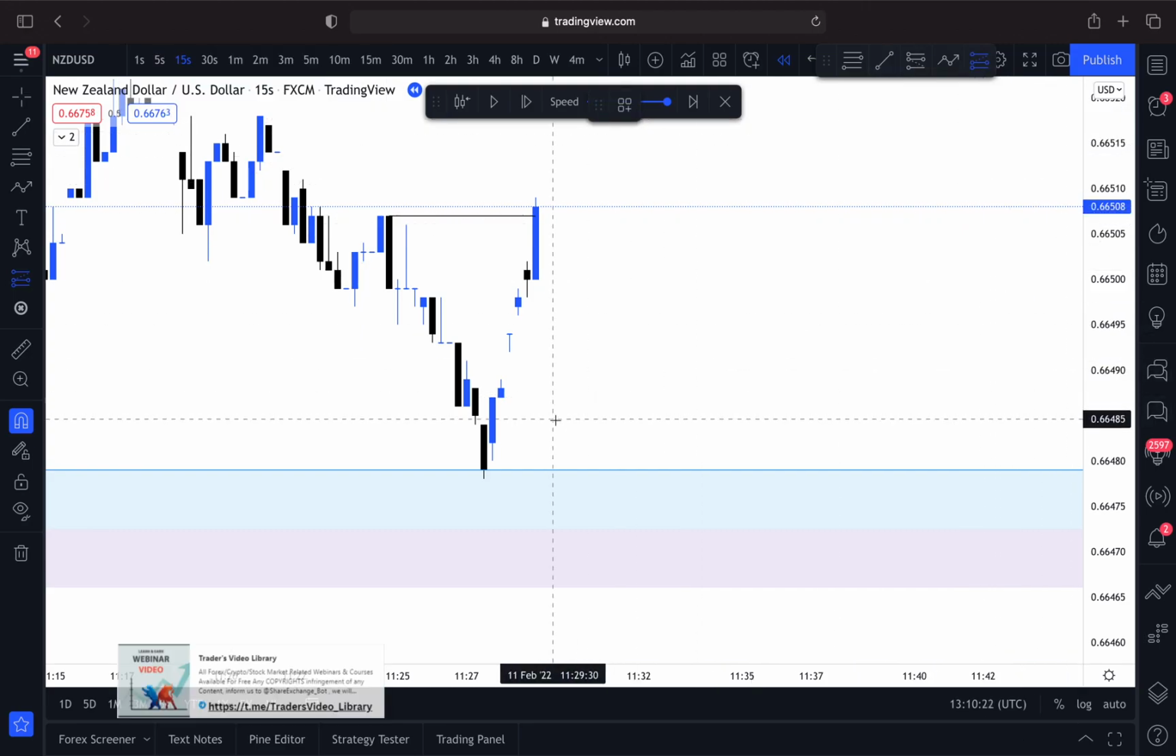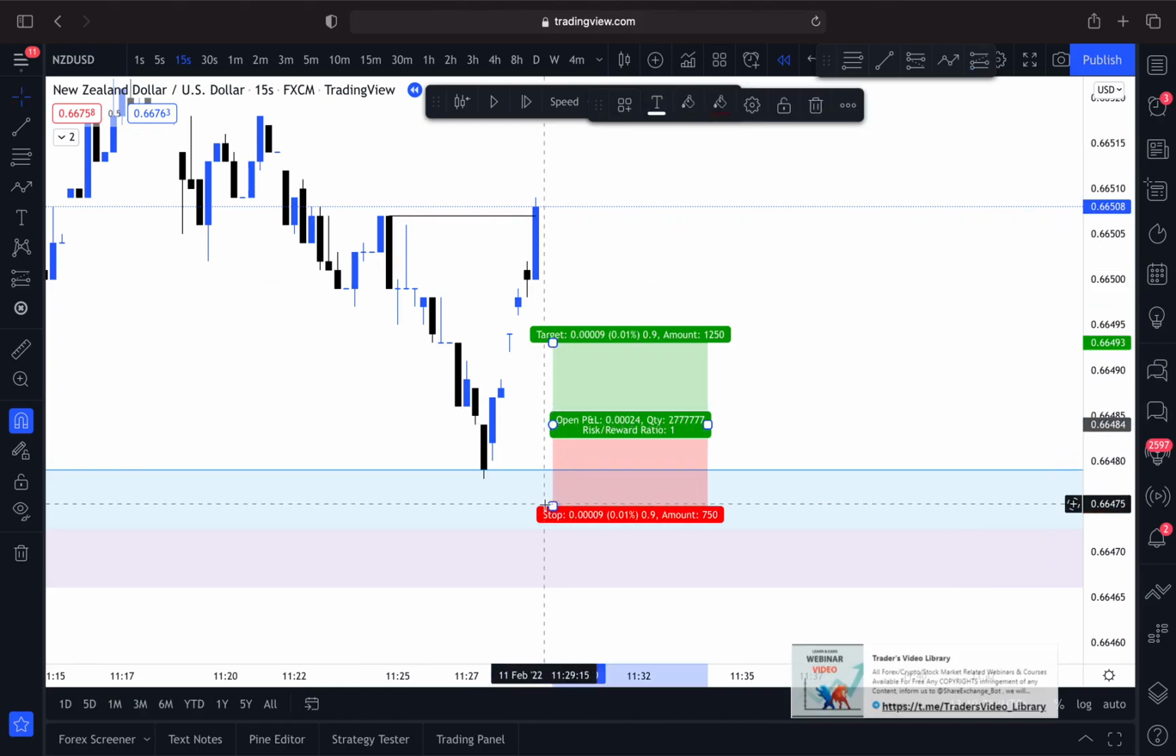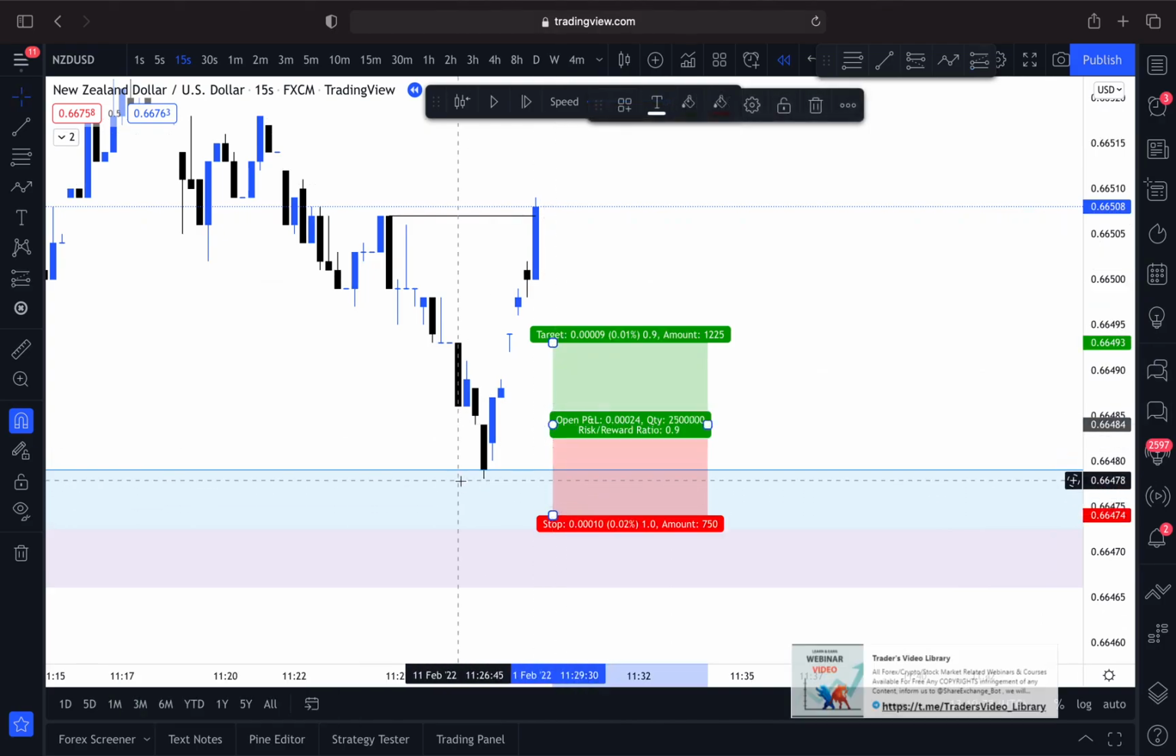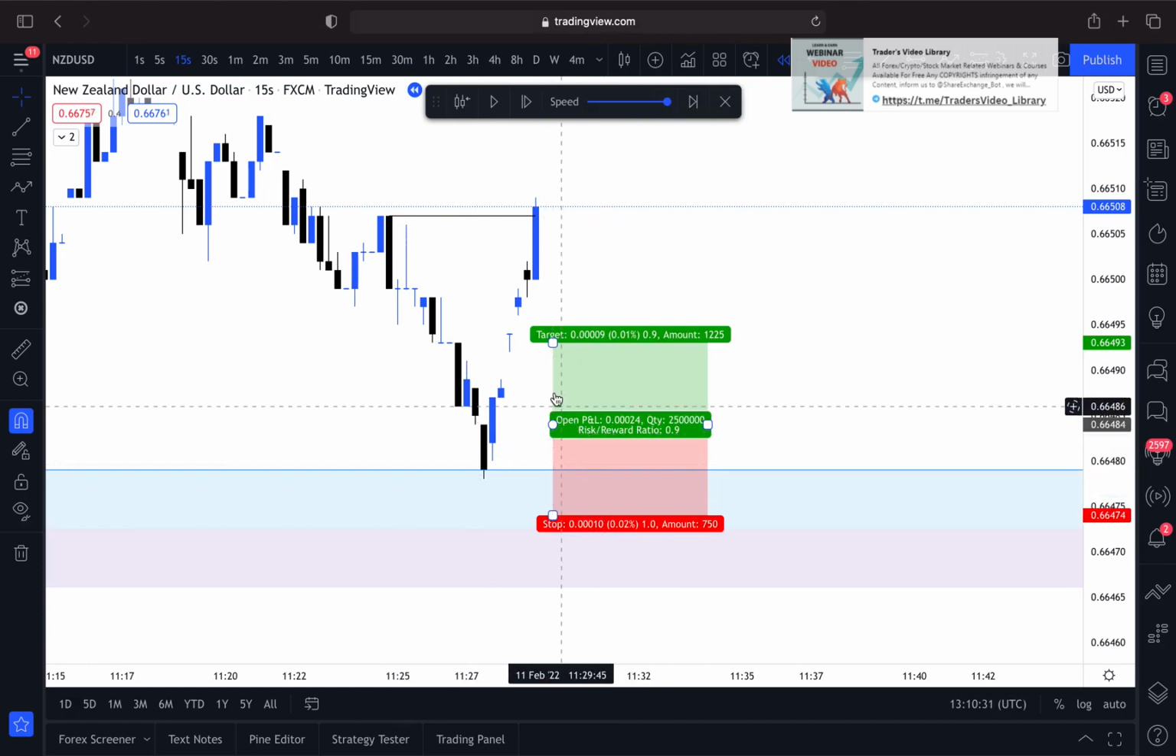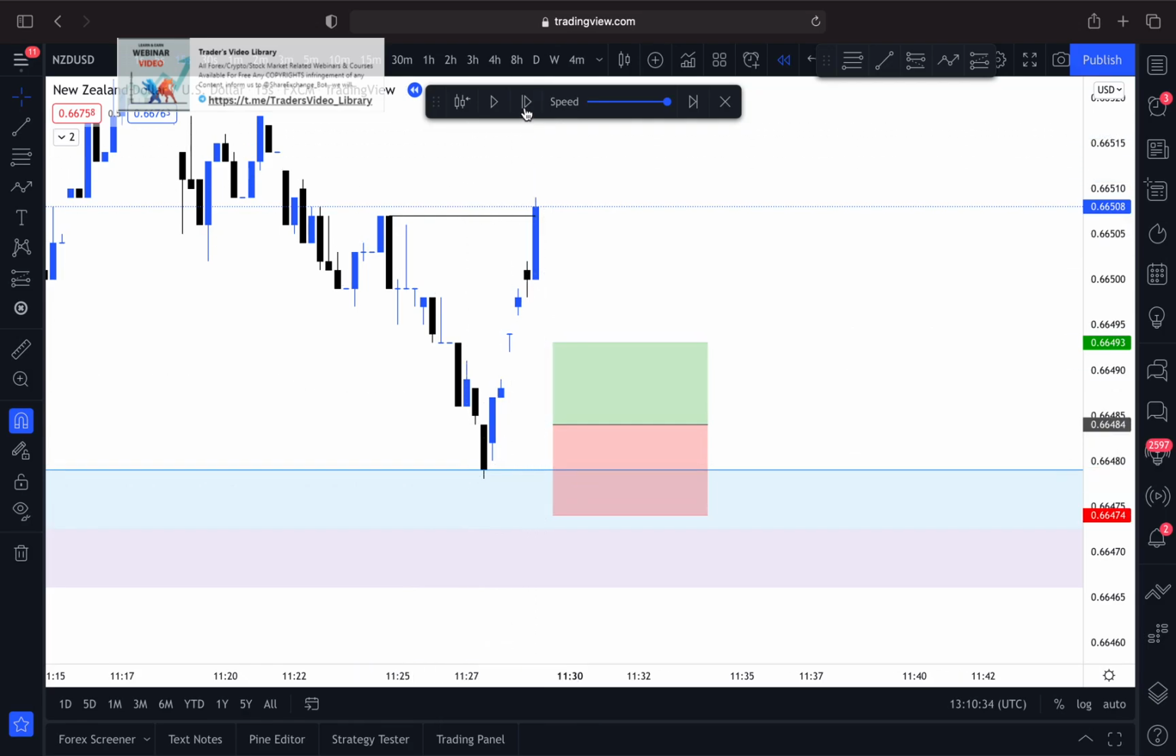There we go. Where's our 2 minute OB? Our 2 minute OB is quite clearly here. 1 pip stop loss is absolutely fine. We're covering the low. NU does have a bit of funky spread, as you might know. So 1 pip's definitely needed. A half a pip would have been very risky.